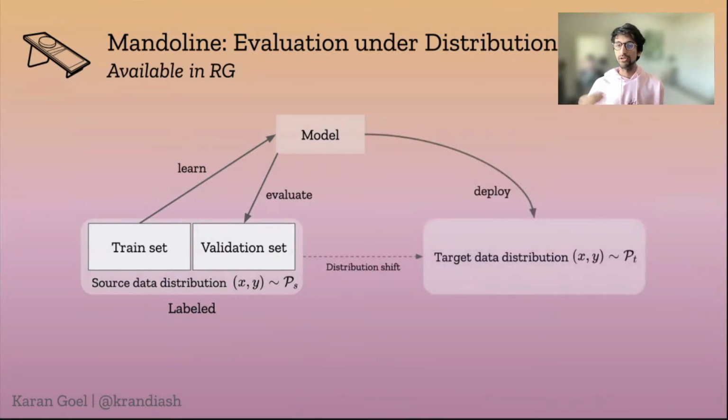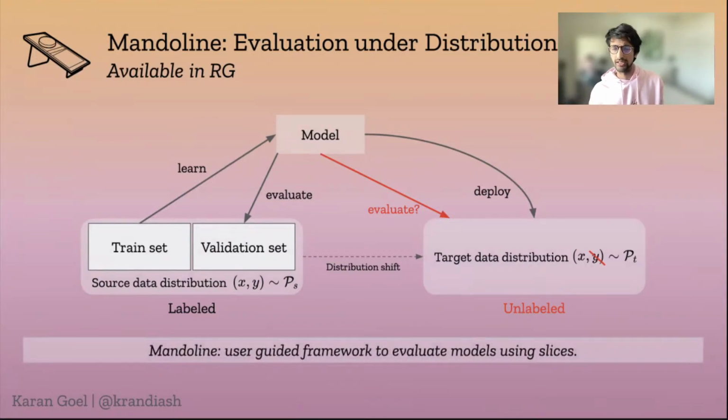But in practice, when you deploy your model, the distribution shifts. This is very common. And then your target data distribution is actually P sub T, which is a different distribution, and it's also unlabeled. So how do you understand what your model is actually doing on this data that you're getting? And so for this, we built Mandoline, which is a user-guided framework to evaluate models using slices.